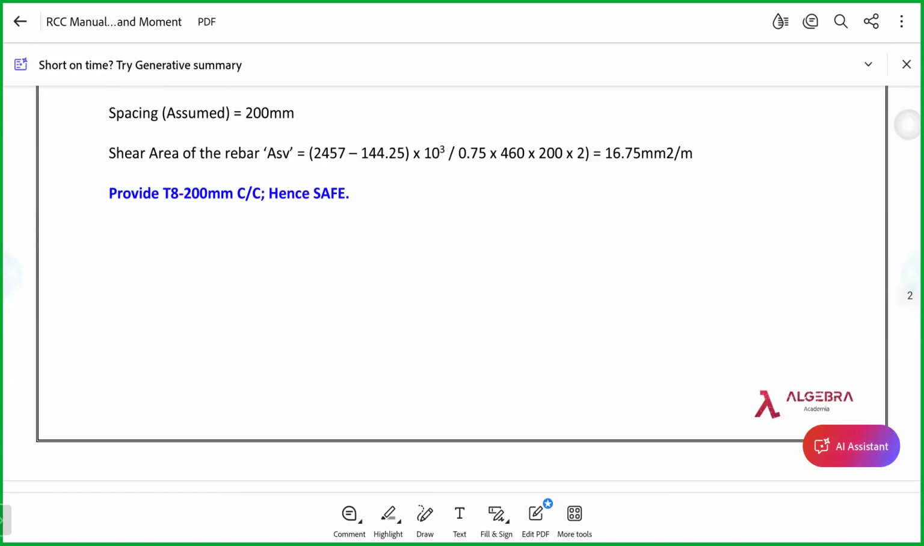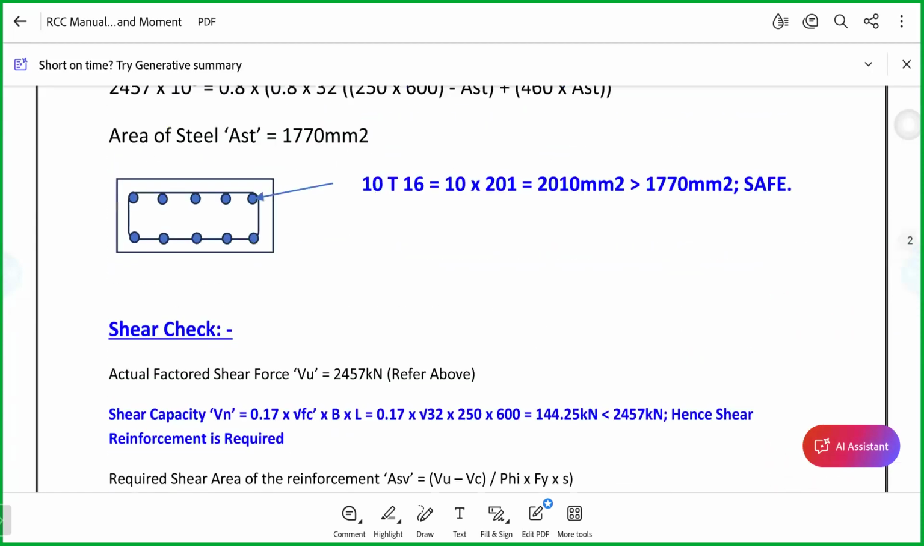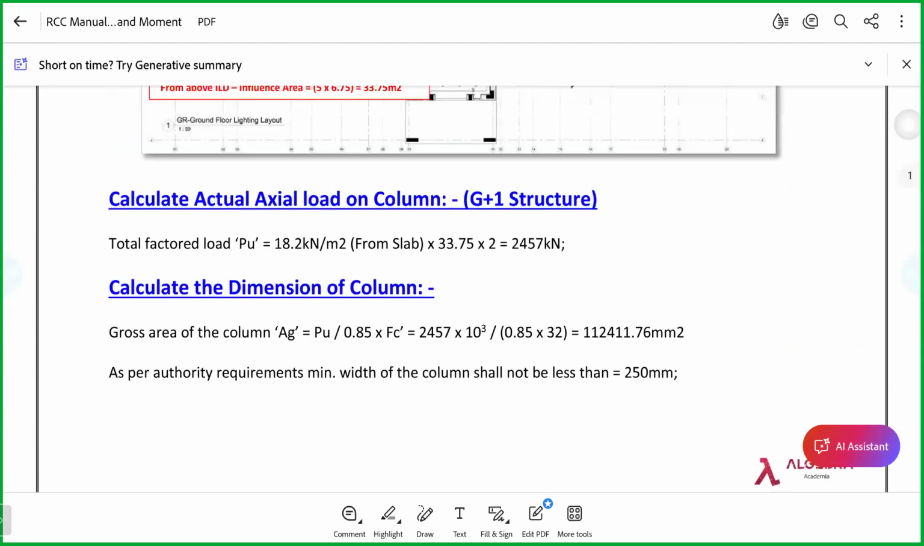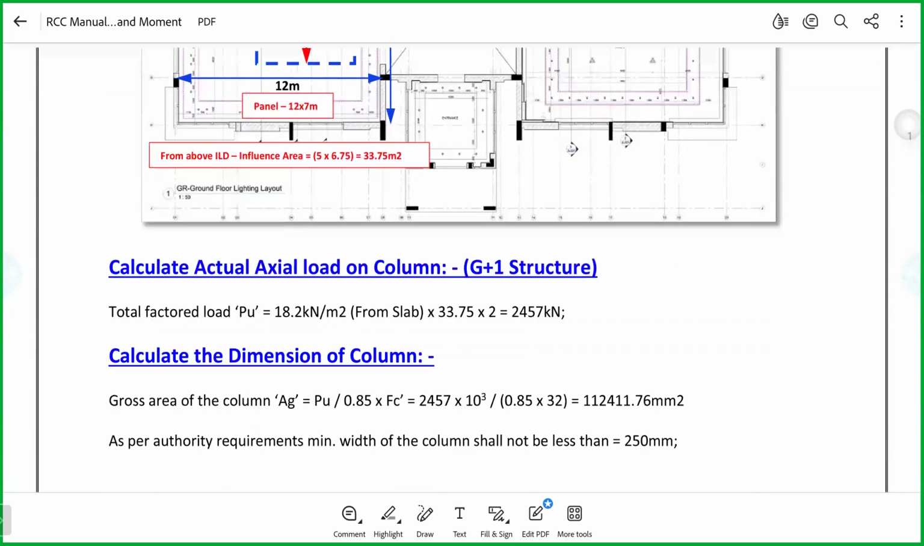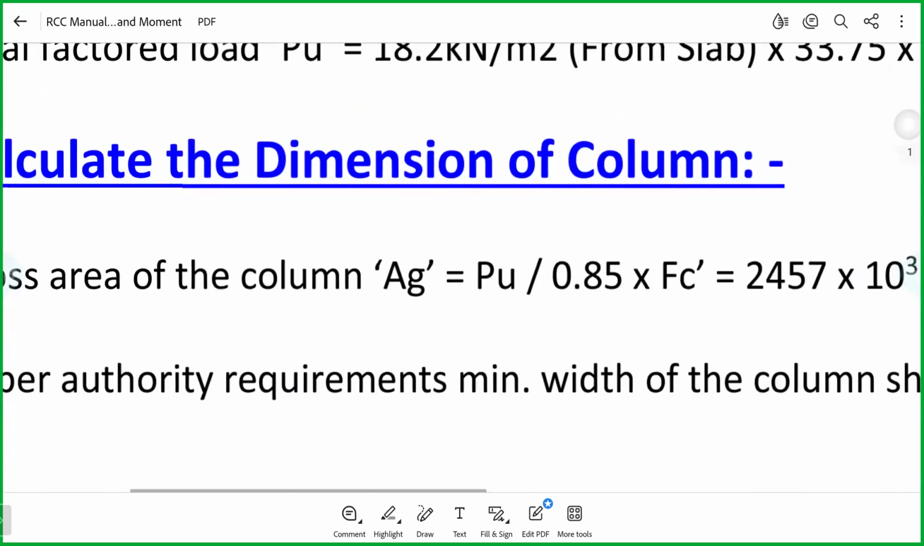This is all related only to the axial load on the column. There is no moment. You understand, no? Only related to the axial load on the column.